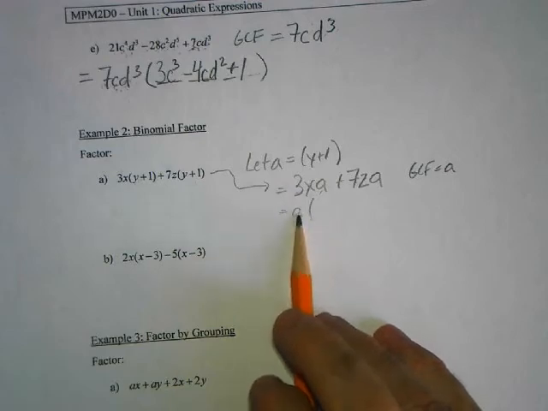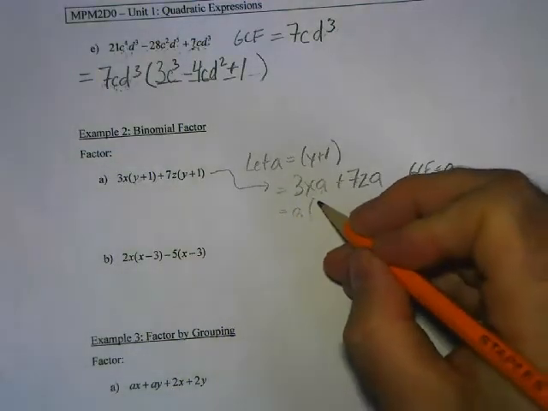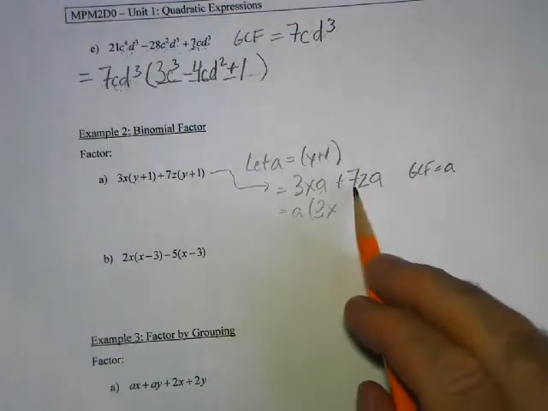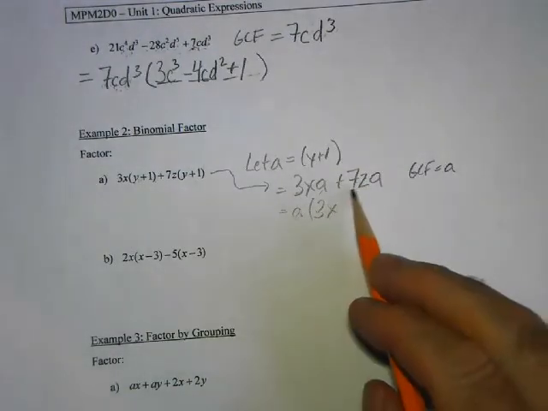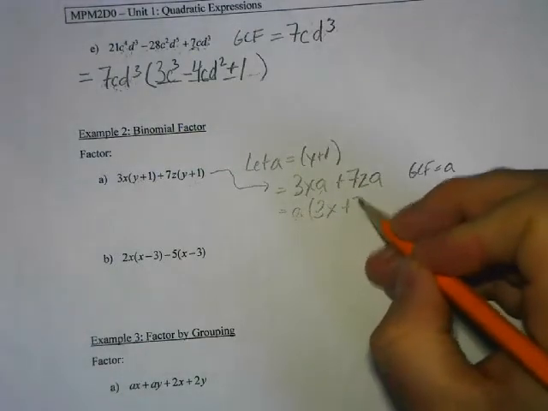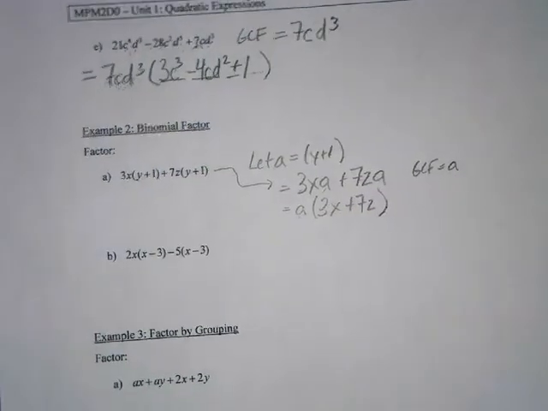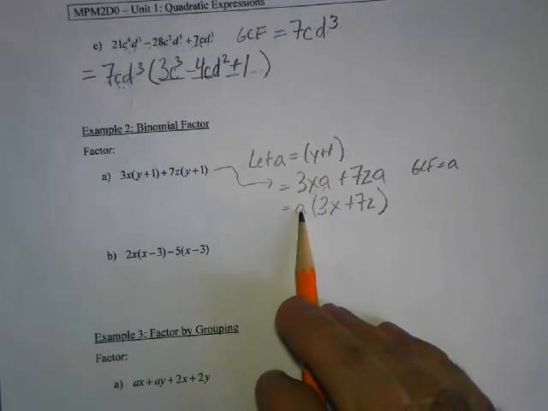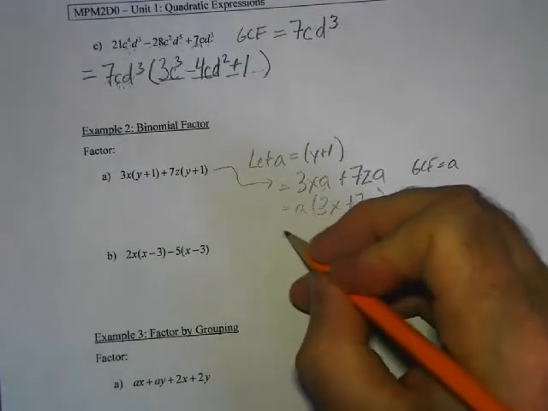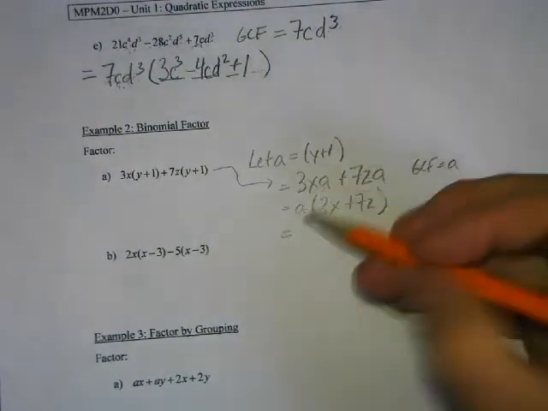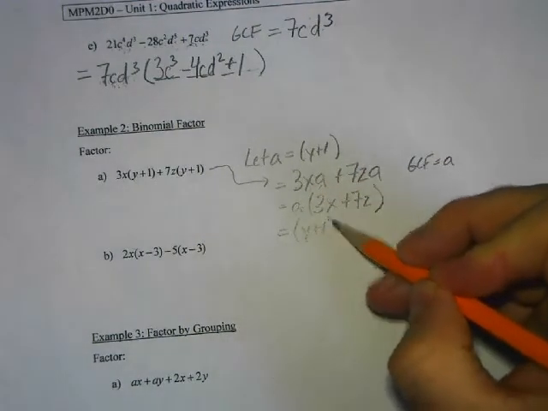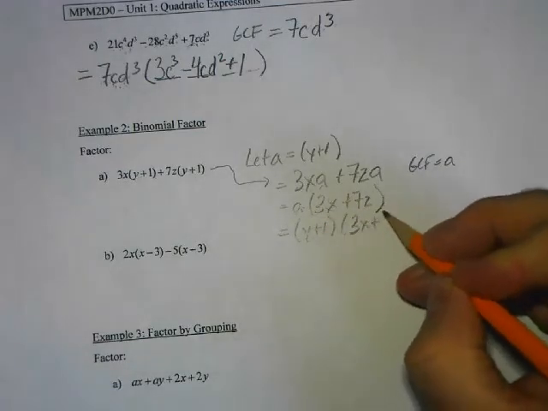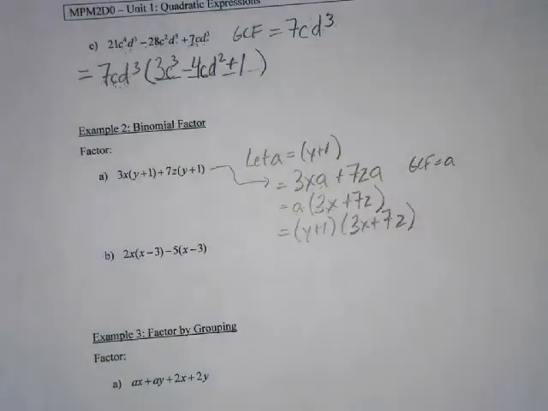what do I have to multiply A by to get 3xa? Well, that would be 3x. A times 3x gives me 3xa. What do I have to multiply A by to get 7za? Well, that's just plus 7z. Okay, and you might think you're done, but remember, we did this substitution up here. So what I need to do to get back to the original question is to change the a back to y plus 1 and leave the second one as it was. And now we're done. That's the actual answer.